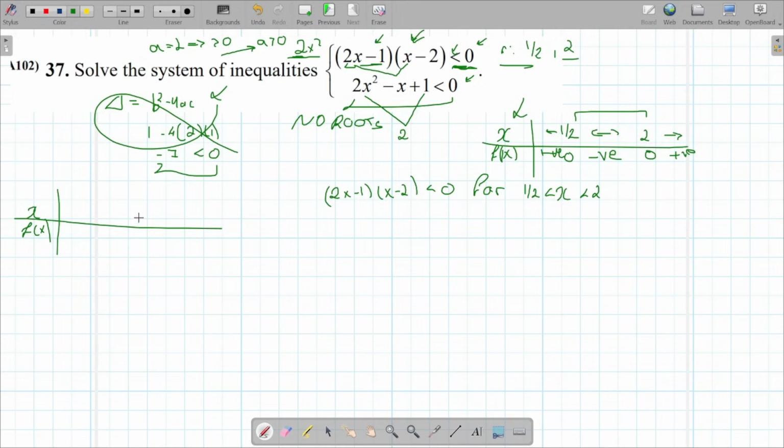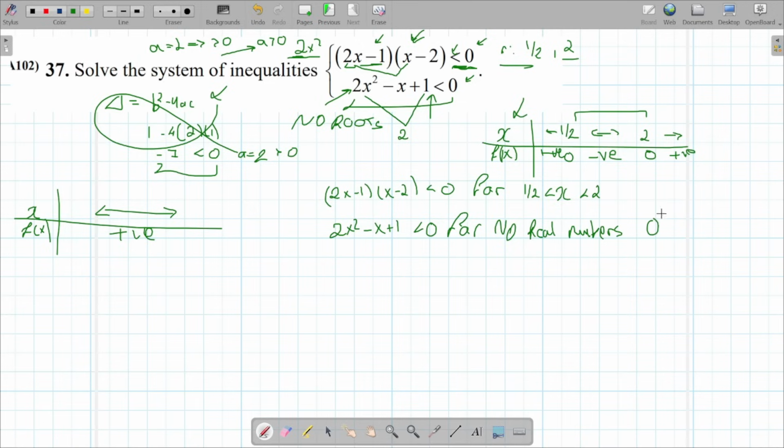Since I have no roots, it's going to continue on, and it's going to be the same sign as a. And a equals 2, which is greater than 0, so that means the quadratic will always be positive. So will it ever be negative? No. So you're going to say 2x squared minus x plus 1 less than 0 for no real numbers. Or if you write empty set, this is an empty set. Empty set is a circle with a slash going through it. If you write that, that's also good.